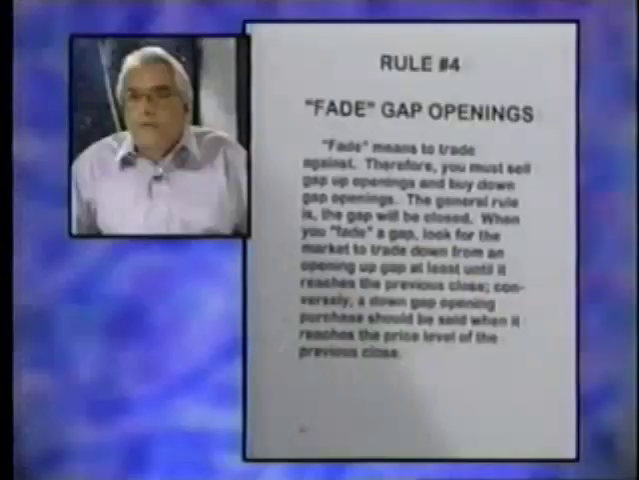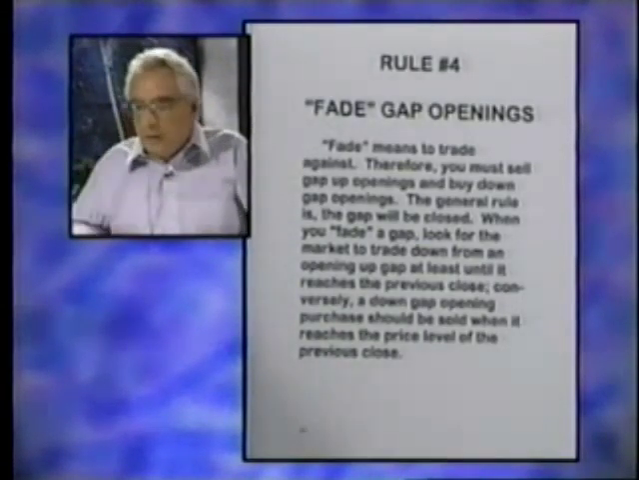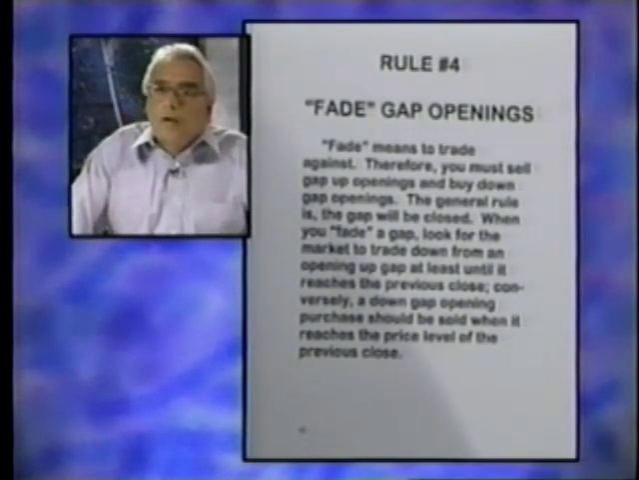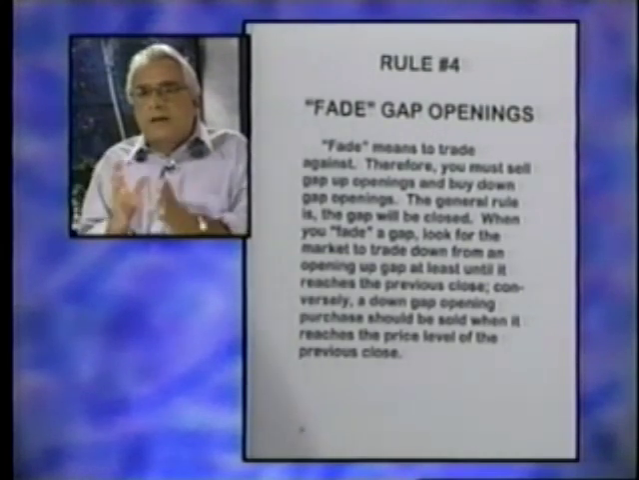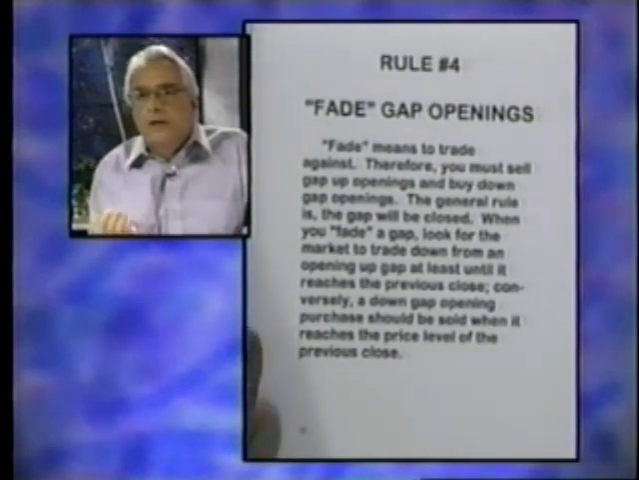So the general rule is the gap will be closed. When you fade a gap, look for the market to trade down from an opening up gap, or to trade up from a gap down to the prior close. Once that's completed, what I call the trade being fulfilled, it's over. Then you have to go on to something else, the time and price trade, for instance. But once it's over, you have to get out and start over again.